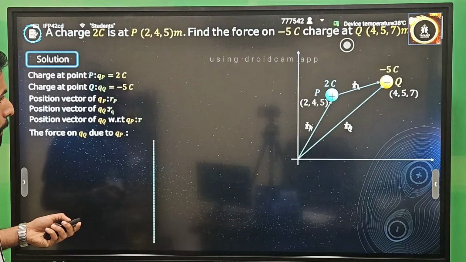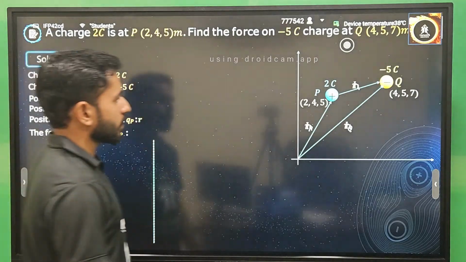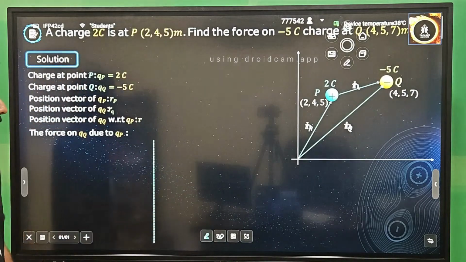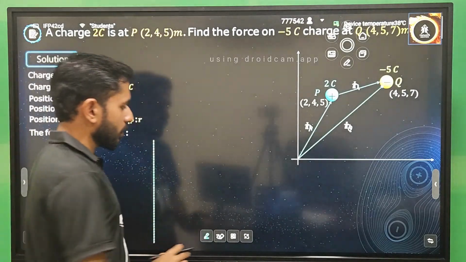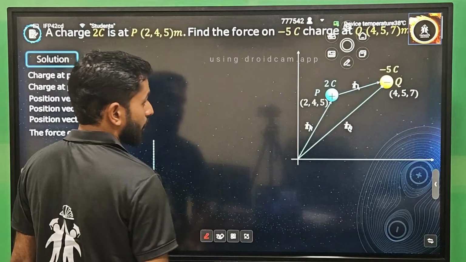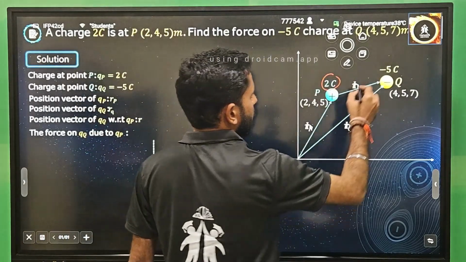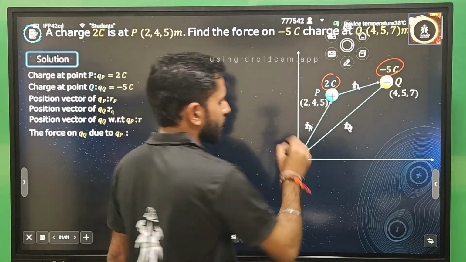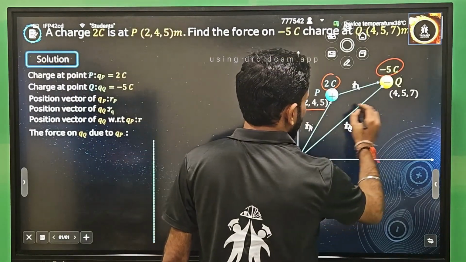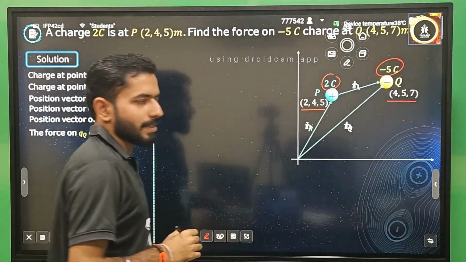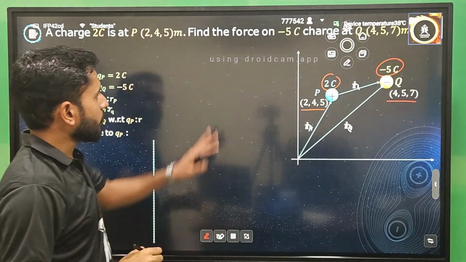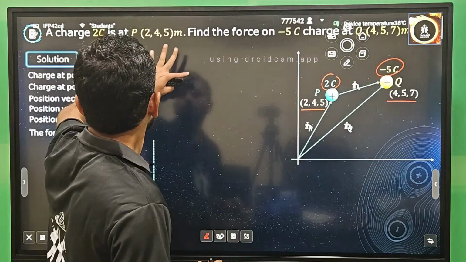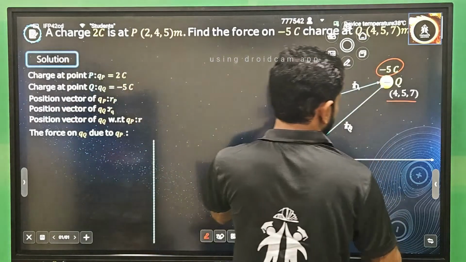Okay. So let's solve a question so that you will have a better understanding of how to write the vector form. Now what is given in the question? Let's firstly see the question properly. There is a 2 coulomb charge. There is a minus 5 coulomb charge. Correct. Positions of coordinates are also given, 2, 4, 5 and 4, 5, 7. Now the question is asking, find the force on the minus 5 coulomb charge at Q.